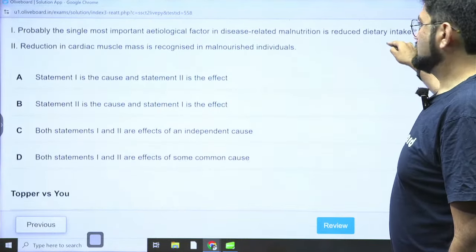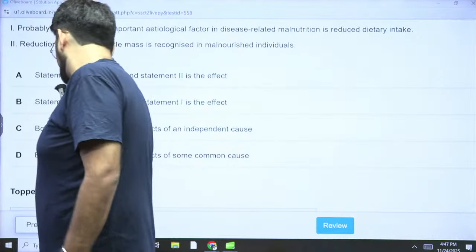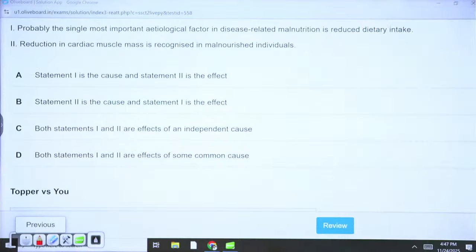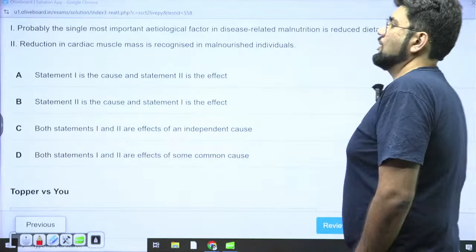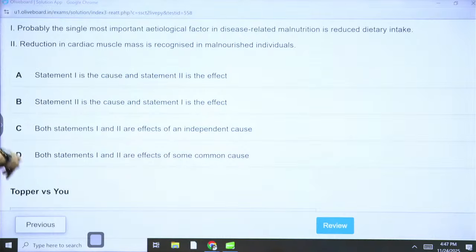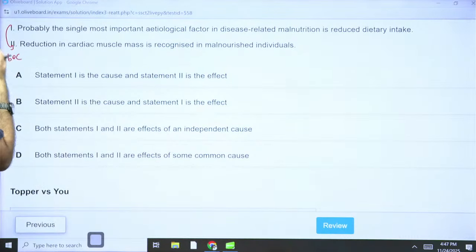Cause and effect. This is a very good question. Probably the single most important etiological factor in disease-related malnutrition is reduced dietary intake, because reduction in cardiac muscle mass is recognized in malnourished individuals. I think this is perfectly fine. It's working with because, but for your sake, I'll check it in the reverse order also. Reduction in cardiac muscle mass is recognized in malnourished individuals because probably the single most important etiological factor in disease-related malnutrition is reduced dietary intake.